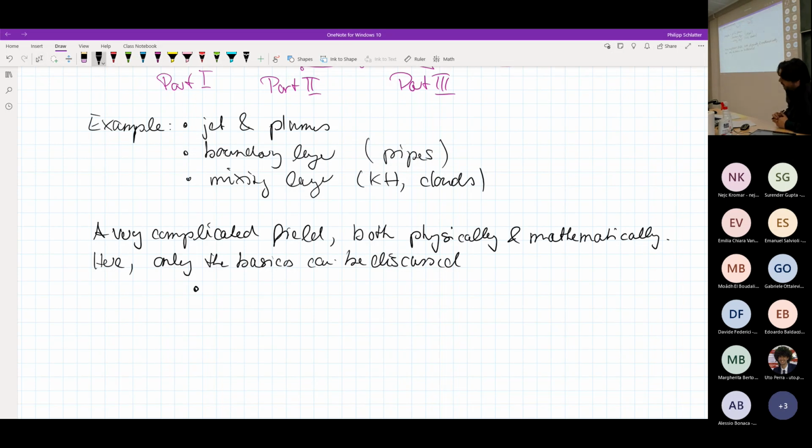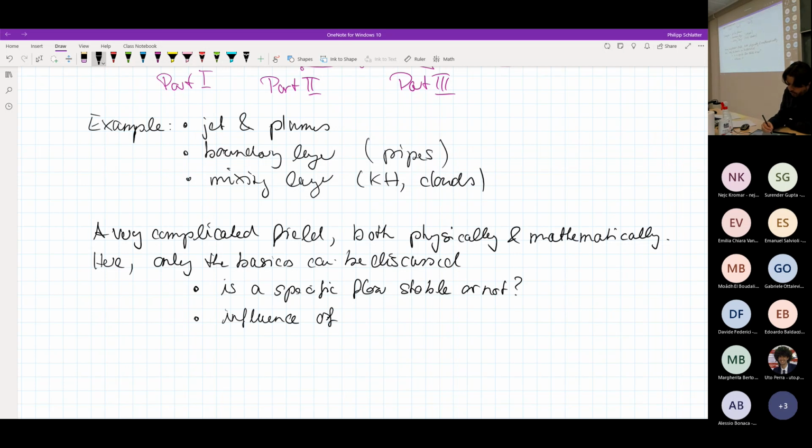And I guess we can summarize what we're going to talk about in two categories. So the first one is: is a specific flow stable or not? That's the first question that we would like to look at. And then in the end, we will look a little bit also at the influence of noise on the whole problem. So what would change if we have a little bit of ambient noise in our system?